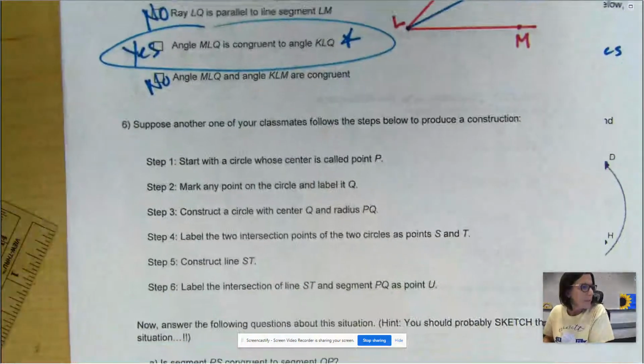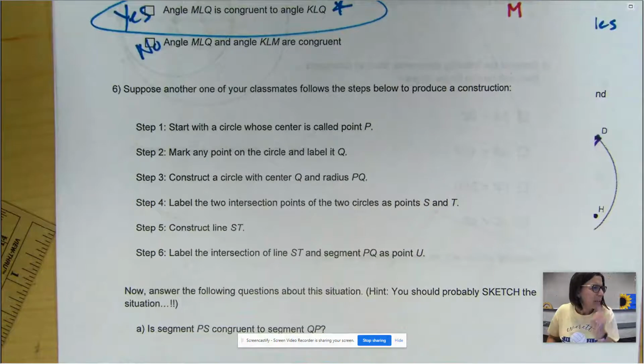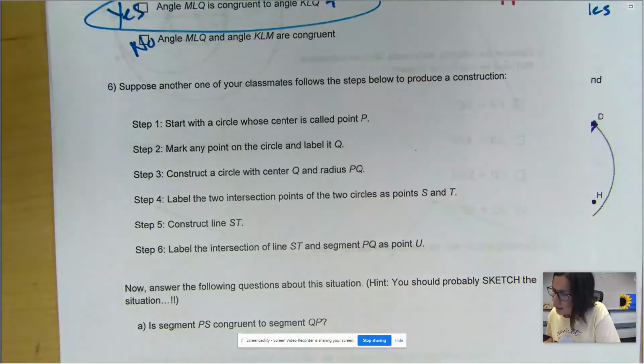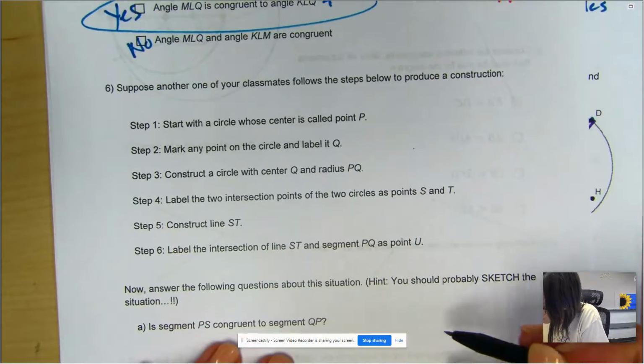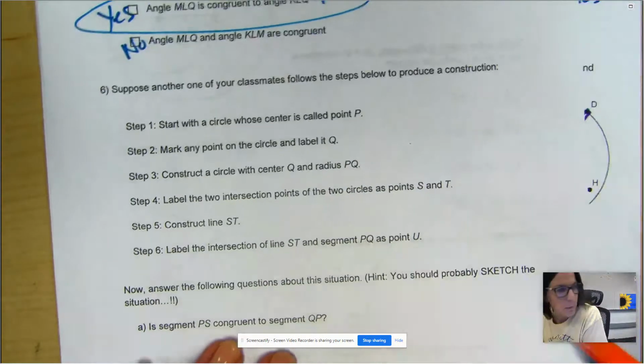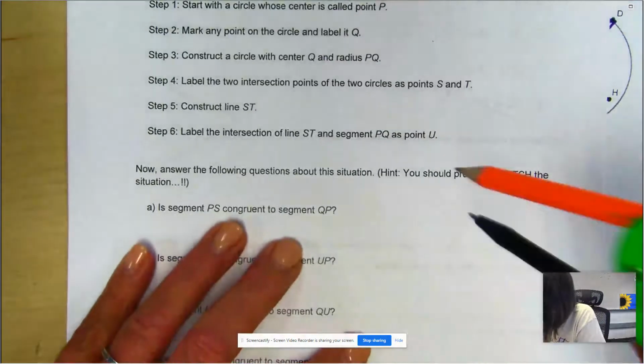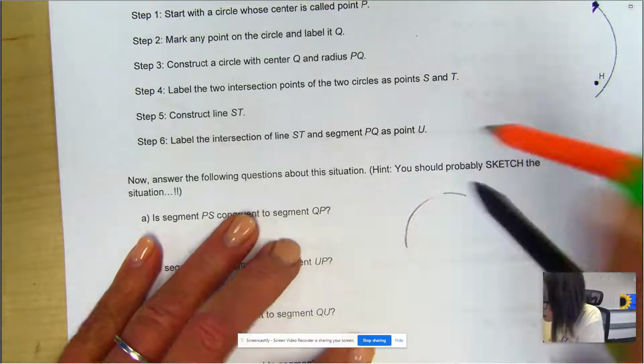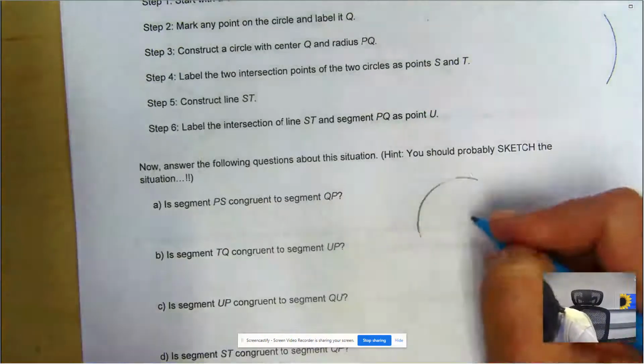All right. Suppose one of your classmates follows the steps below. So I'm going to go ahead and do that real quickly. Okay, start with a circle whose center is called point P. I have some room down here. Should we go? Let's do it. We're like making a construction under pressure. Oh no! Told you.